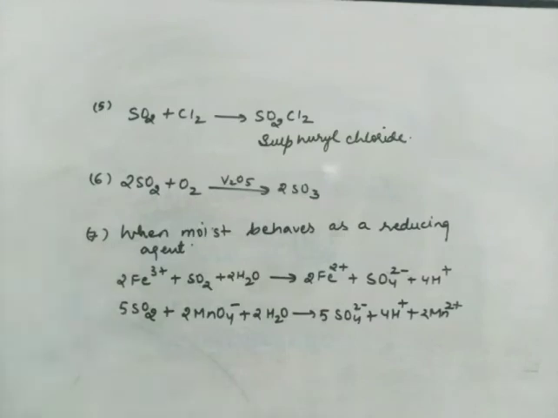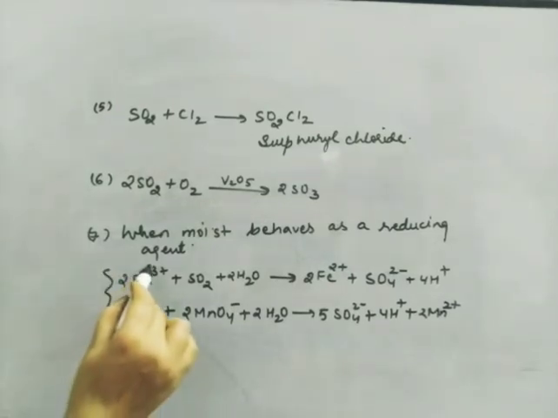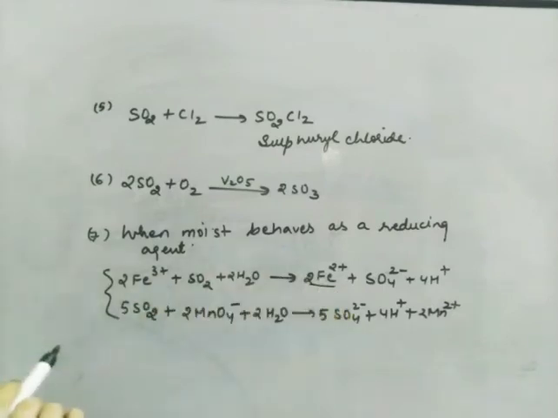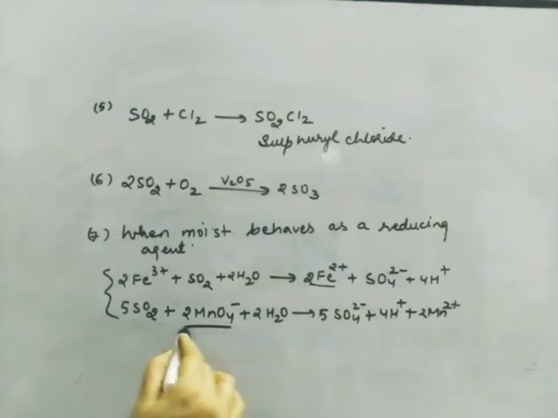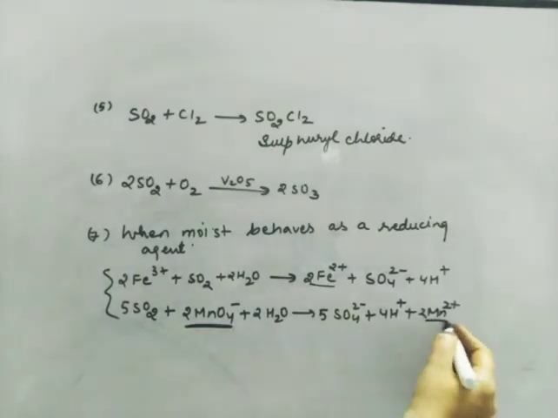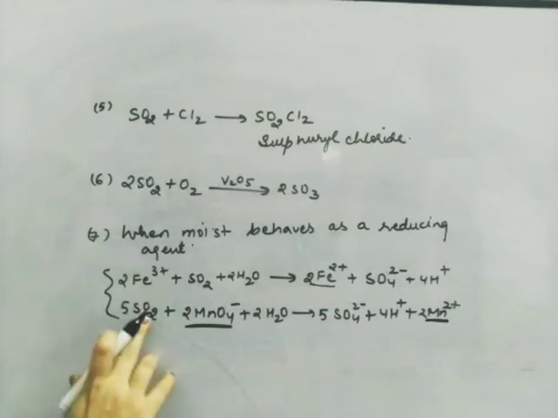Now the next property is very important. When moist, meaning in the presence of water, it behaves as a strong reducing agent. Meaning it is itself oxidized and it reduces others. So these two reactions are very important. For example, Fe3+ is reduced to Fe2+. Here you can see sulfur dioxide is oxidized to sulfate ion, and the next is MnO4- is reduced to Mn2+, and sulfur dioxide is oxidized to SO4 2-.